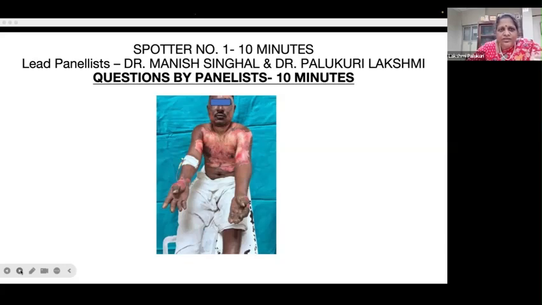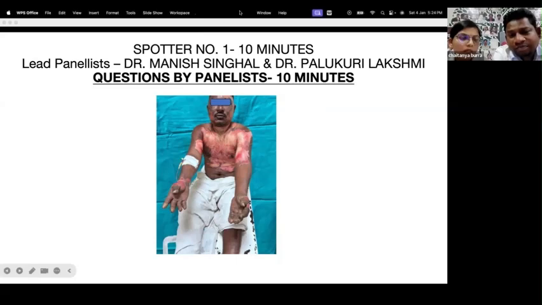Conversion of the superficial burns into deep burns can be prevented. The overall hospital stay will be decreased. Yes, good.